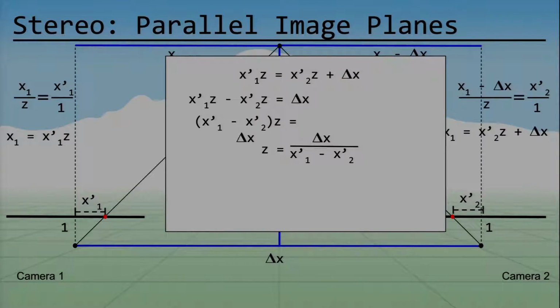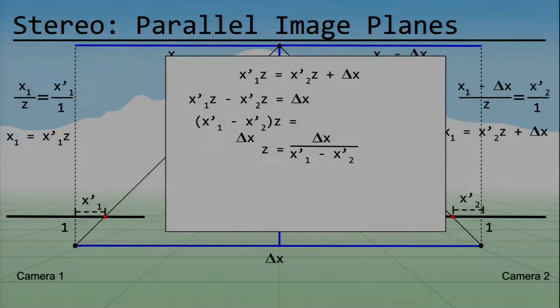So now computing our depth value, our z, is significantly easier than it was in the general case, where we have to take two lines, solve a least squares problem to find where they intersect, where they get the closest, and that's much harder. Here, it's literally the x coordinate in the first image minus the x coordinate in the second image, and then divide that into your delta x, and you're done. That's it. You've computed your depth value.